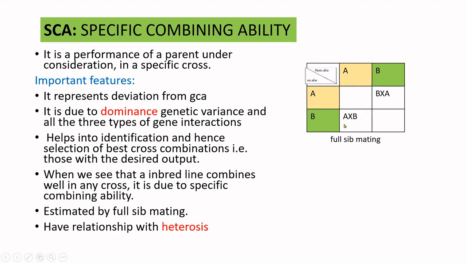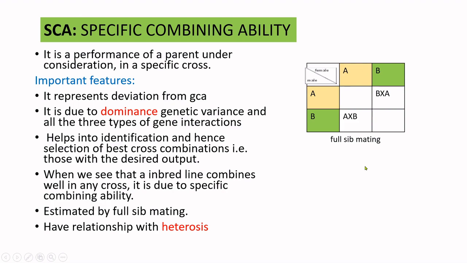So it is the combining ability of this particular cross from others, and it is due to dominance genetic variance. Whenever dominance genetic variance is high, it is usually recommended for hybridization. It helps in identification and hence selection of the best cross combinations, that is those with desirable outputs. When we see that an inbred line combines well in any cross, it is due to specific combining ability. This is very important for selection of a parent during a hybridization program. If high specific combining ability is there, you can select these parents for making a cross. Analysis of specific combining ability is done by full-sib mating, also known as biparental design.